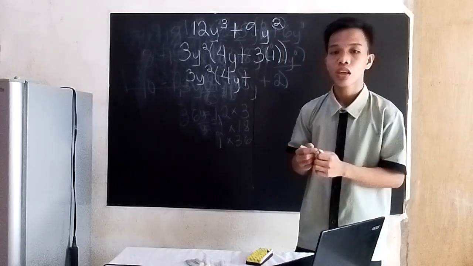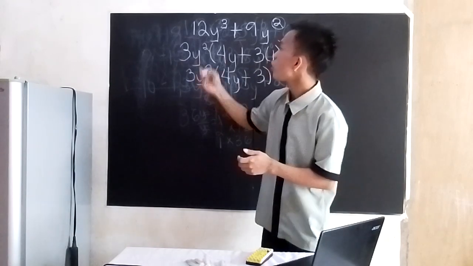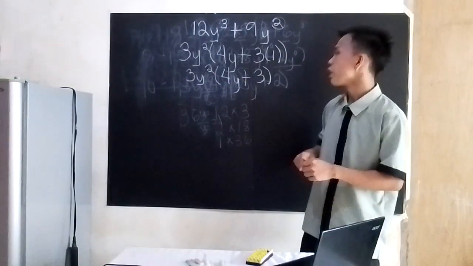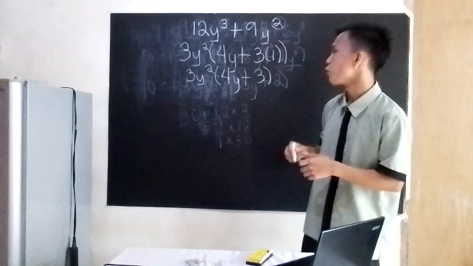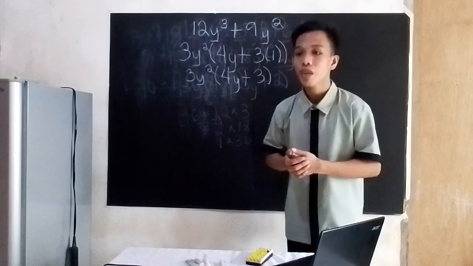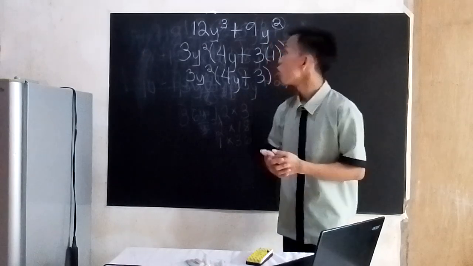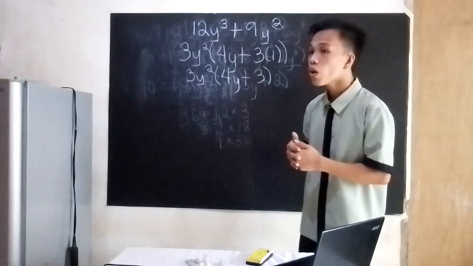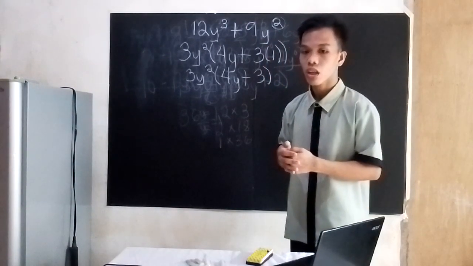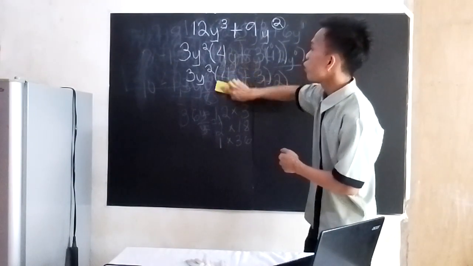Yes, Ernesto? That's right, that will be 3. So that is the factor of 12y cubed plus 9y squared, which is 3y squared multiplied by the quantity of 4y plus 3. So, are we clear with the greatest common monomial factor? Yes, so shall we move on to another type of factoring? Okay, so let's move on to another type of factoring.